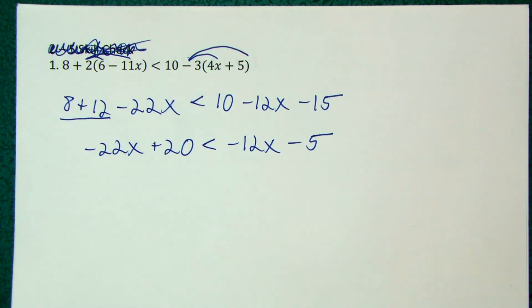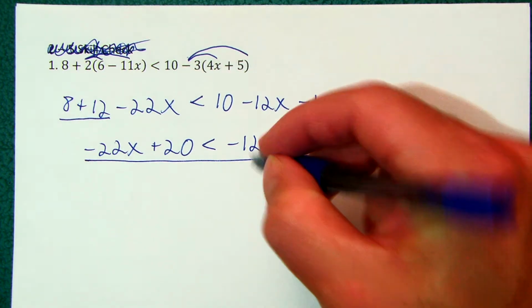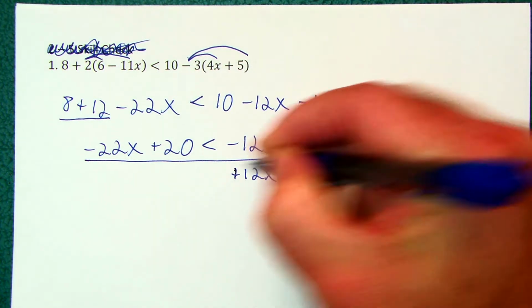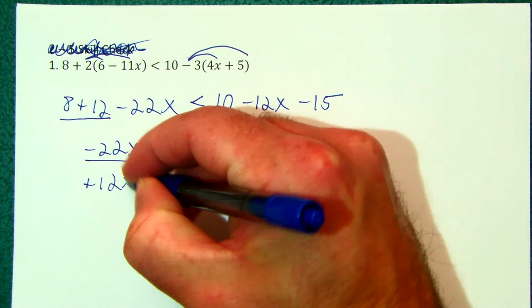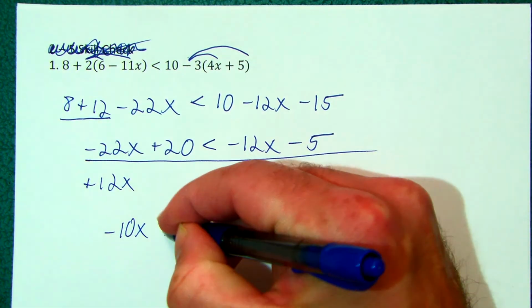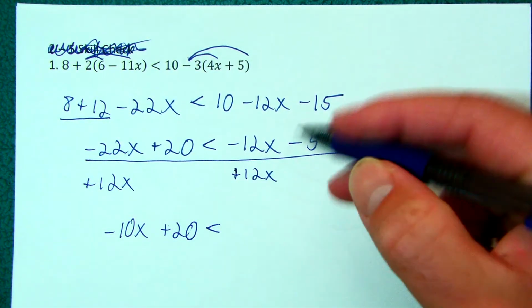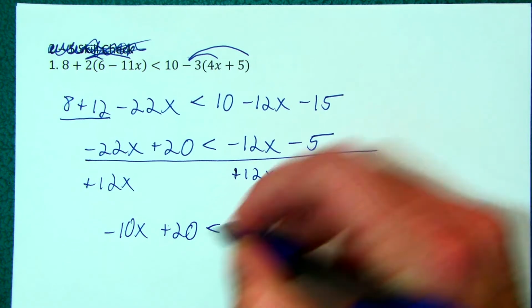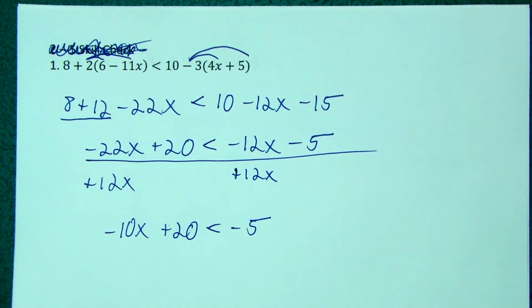All right, so next up, you've got to decide, do you want to get your variables on the left or right? Do you want to try and keep the coefficient positive? There's really not a good way to get this one done. It's going to be the same amount of work regardless of which way you go. So I'm going to add 12x to both sides. So now I have negative 10x plus 20 is less than negative 5.